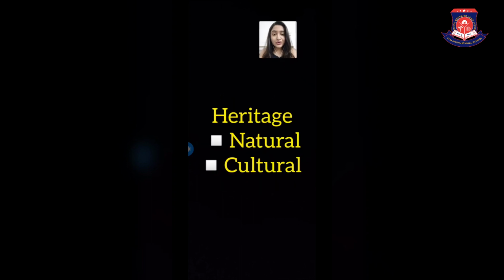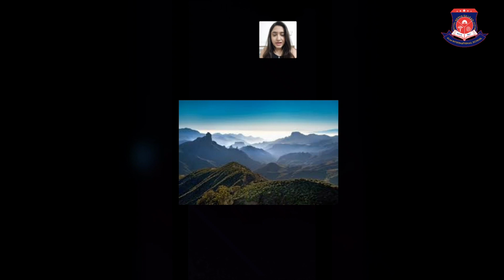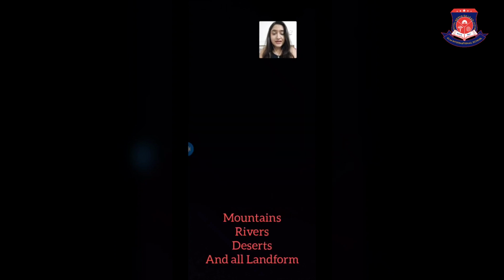Heritage can be classified into two categories. First is natural heritage and the second is cultural heritage. Now let's understand the difference between the two types. First we'll study natural heritage. Natural heritage is the heritage given to us by nature. We have not created this type of heritage. It includes mountains, rivers, land, and the physical features of a particular place or a country. In simple language, you can say it is gifted by God. Natural heritage is what we have received from nature.